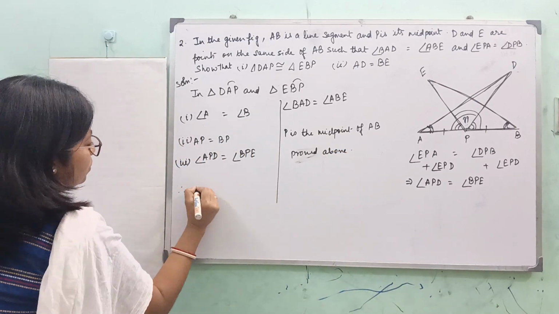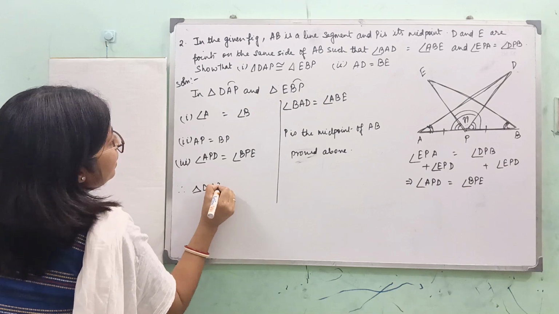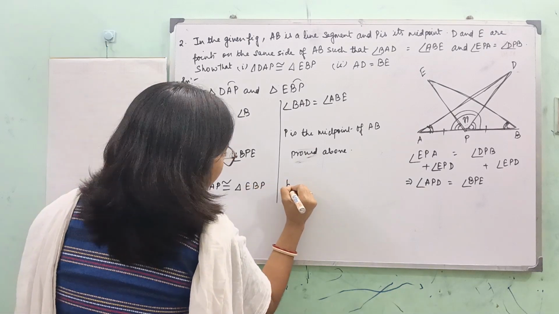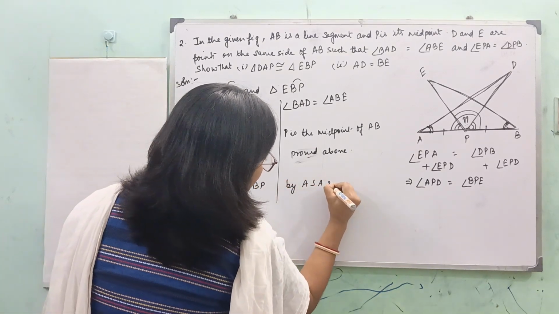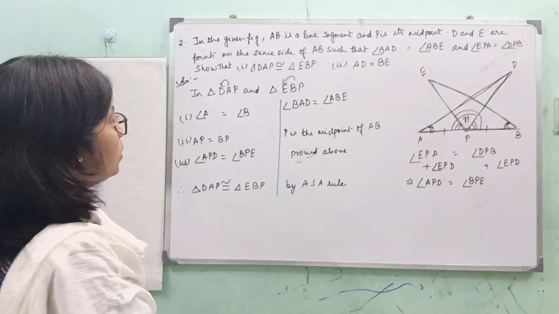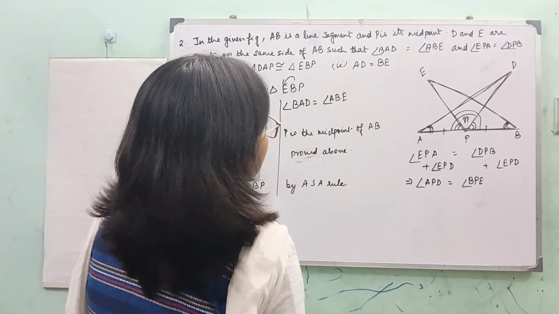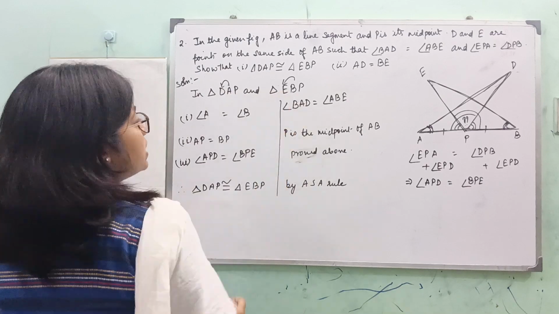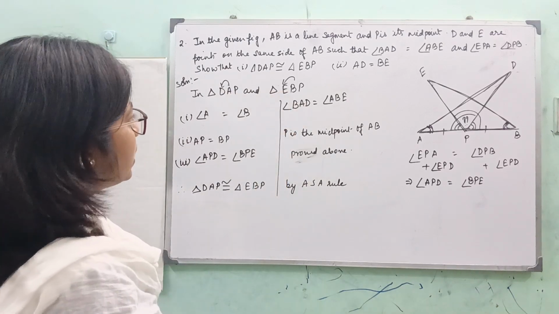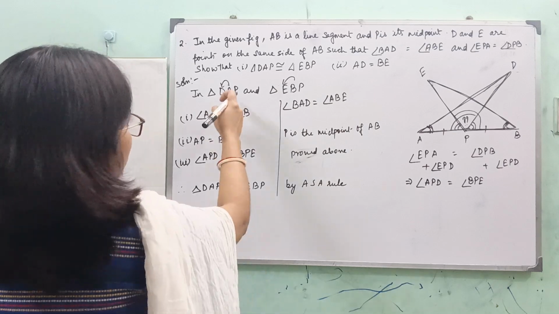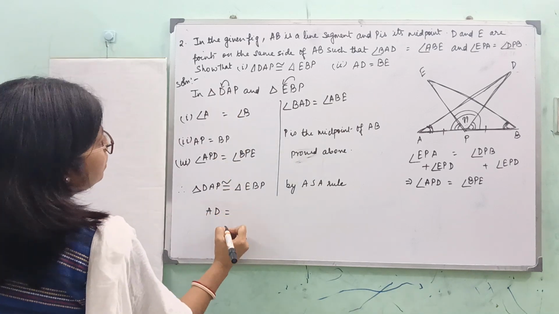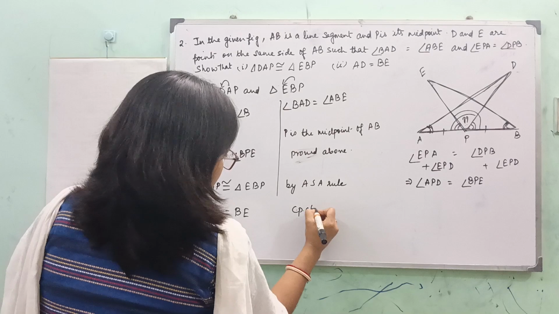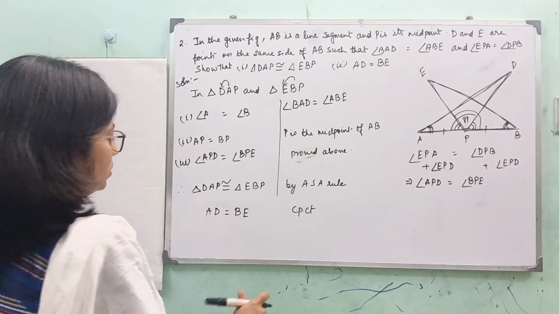All right. Therefore, triangle DAP is congruent to triangle EBP by the ASA rule. Now coming to the next part, that is AD is equal to BE. Now AD and BE, let's see. Yes, they are the corresponding parts. So for congruent triangles, we know that corresponding parts are equal. So AD equals BE, by CPCT. All right.